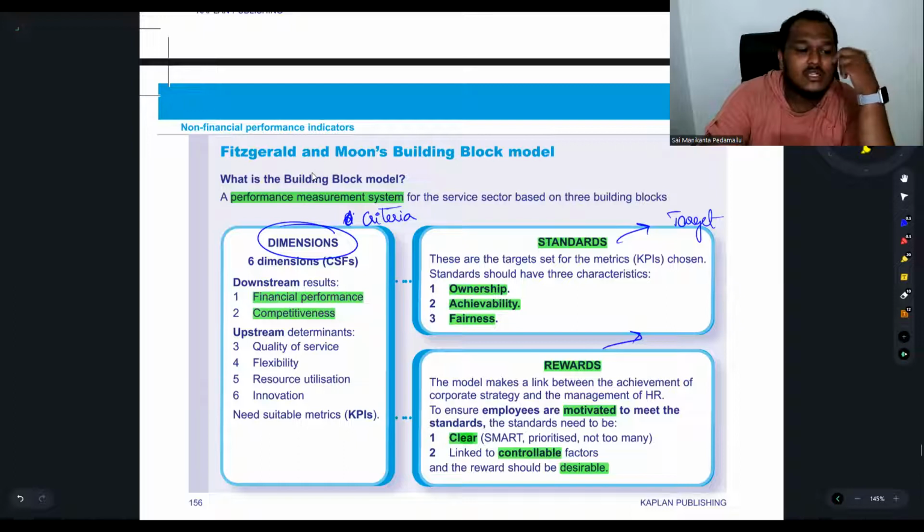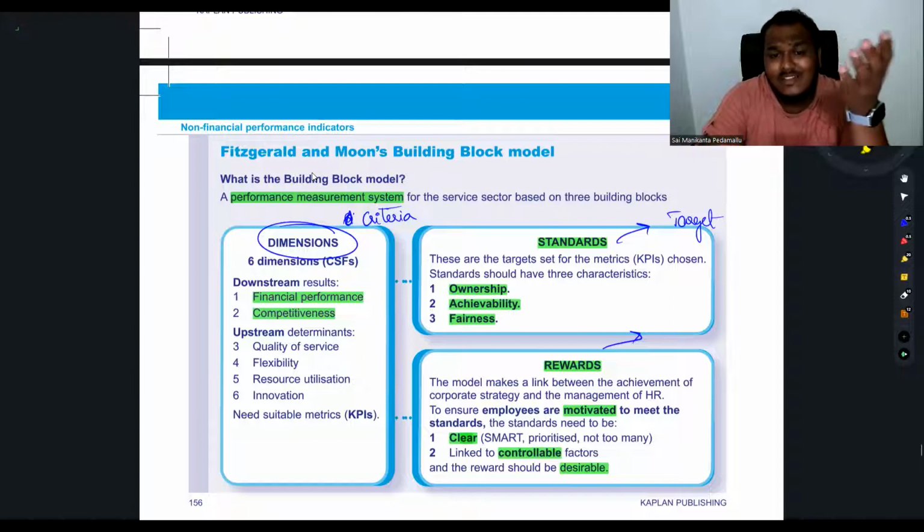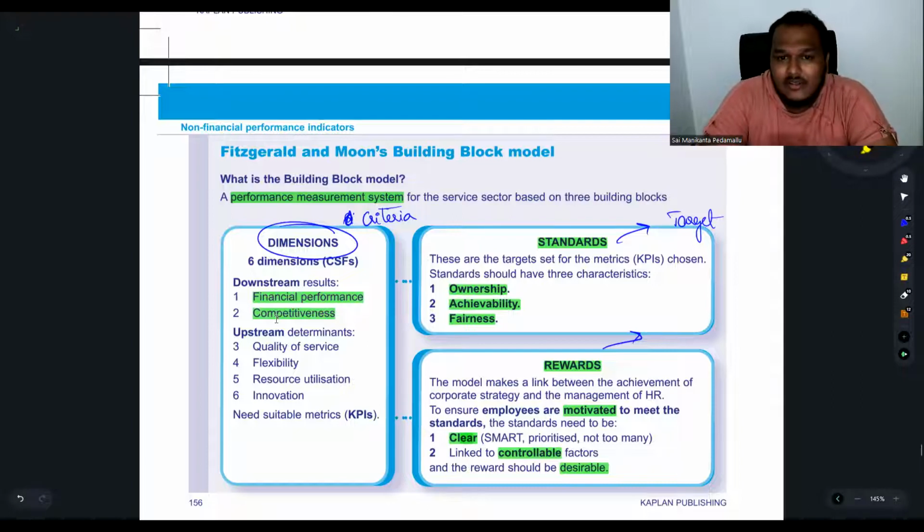Competitiveness, you guys tell me how this gets tested on the test, by the way. No, these are not really tested much, building block. The reason is basically this only. What will they test you? They are only telling you standards should be ownership, achievable and fair. What will they test you on that? Anyways, so competitiveness is there.